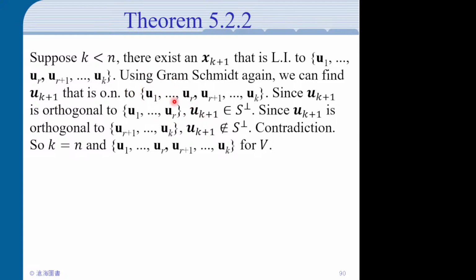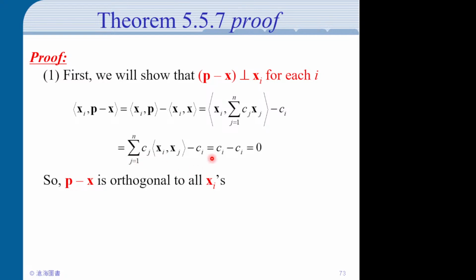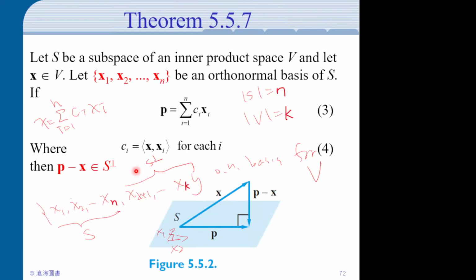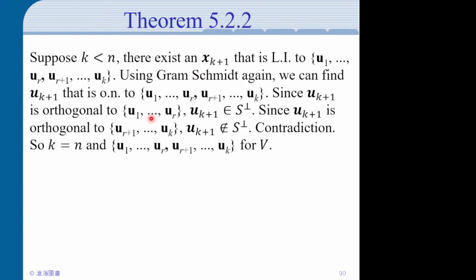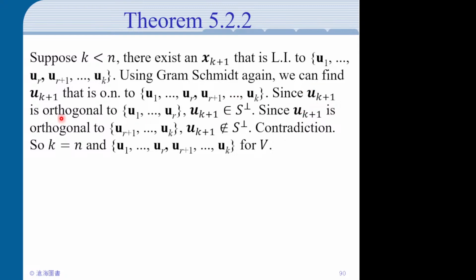This is an argument worth revisiting, so we can go back. I think it's here, right? In this argument, we say that if we are orthogonal to every basis element of an orthogonal basis, then we are orthogonal to the whole space spanned by the orthogonal basis. So u_{k+1} is orthogonal to every basis element of S, and that means u_{k+1} is perpendicular to everything in S.